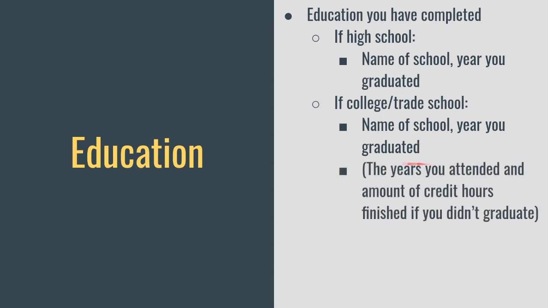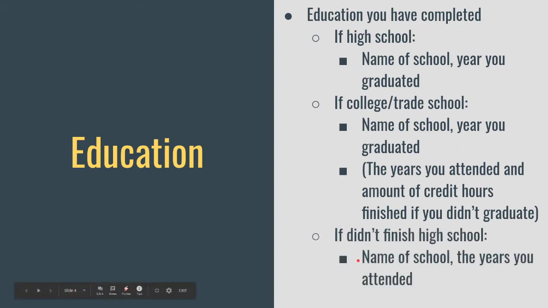If you started college, but you ended up dropping out or not finishing due to whatever the reason, you will still include that college experience on the resume. But in this case, you will put where you went to school, the years you attended that school, and then the amount of credit hours you finished. And the same goes for if you did not complete high school. You'll put the name of the school you attended and the years that you attended that school.